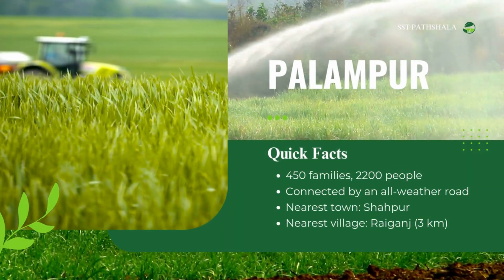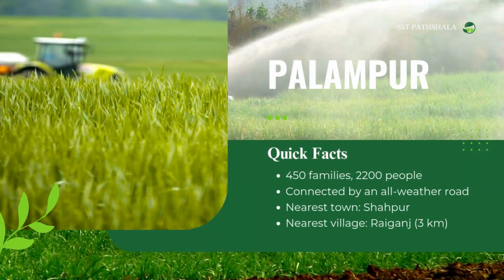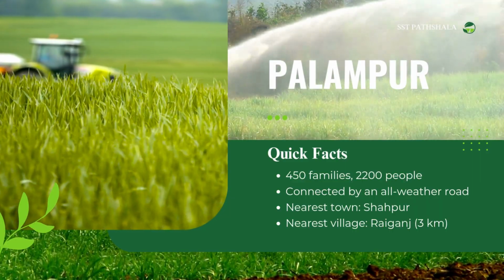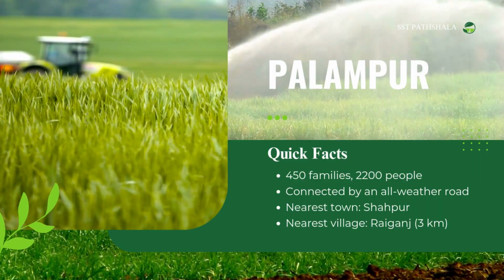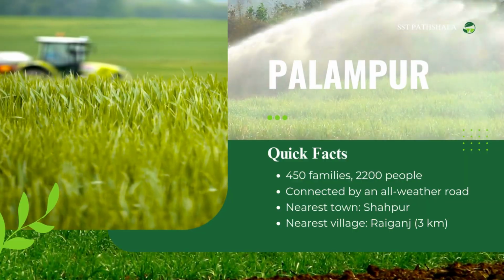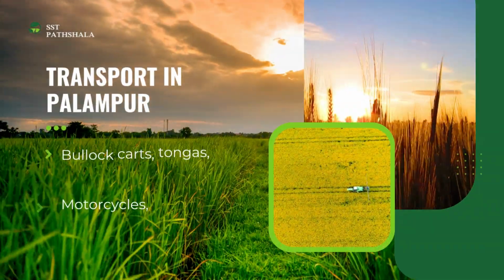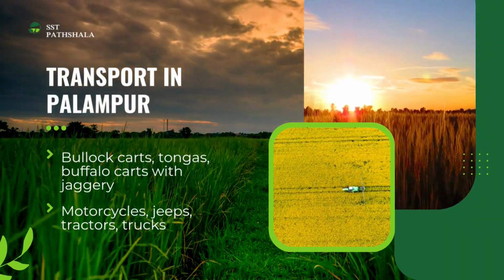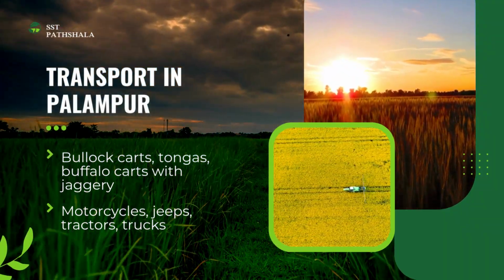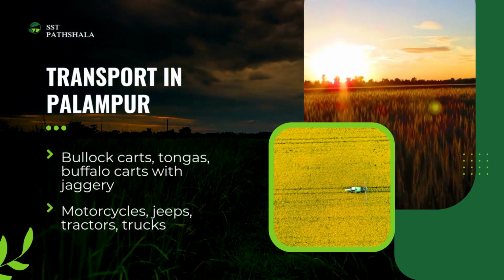The village Palampur. Palampur is a small village with about 450 families. The village is well connected with the nearby town by all-weather roads. Different vehicles like bullock carts, tongas, trucks, jeeps, and even tractors are commonly seen on this road.